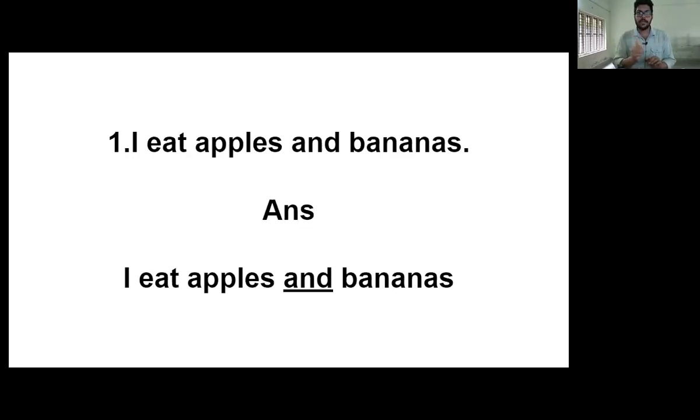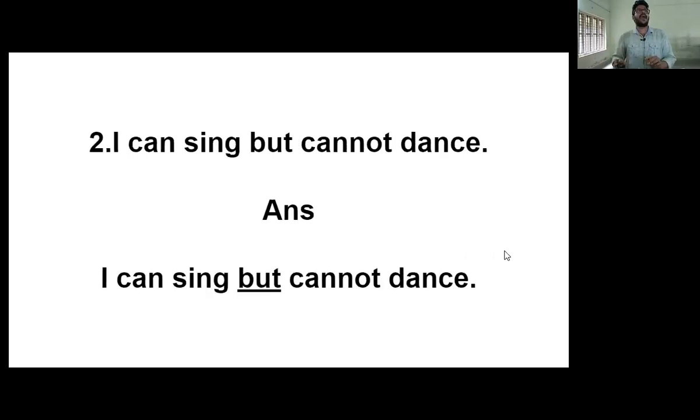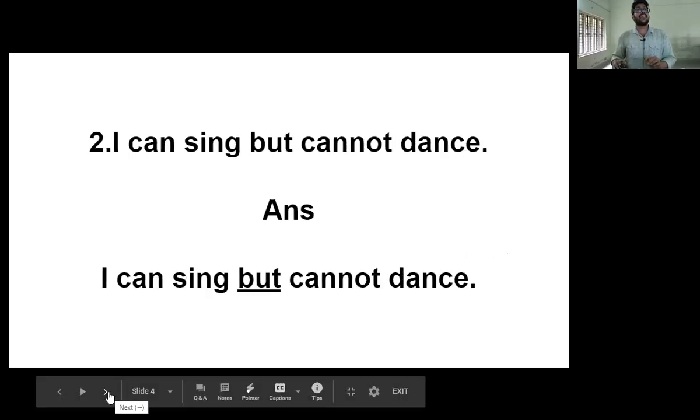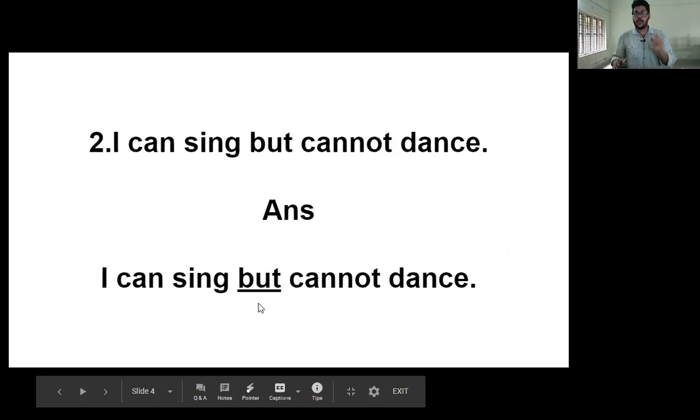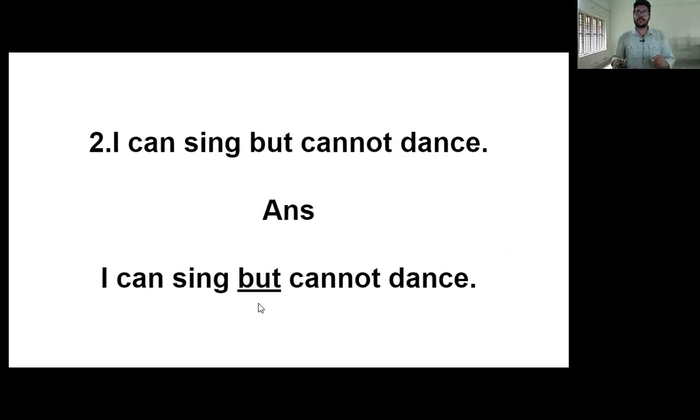Okay, so moving to the next sentence, I can sing but I cannot dance. Two different statements. So the joining word here is but. So you have to underline the but in this sentence. Hope you underline this but in the sentence.